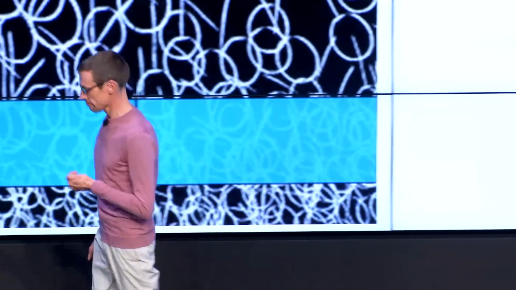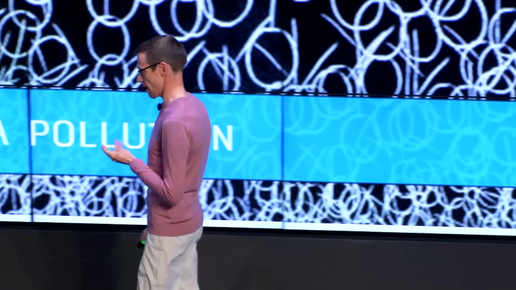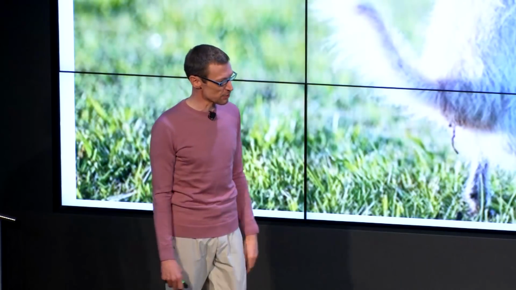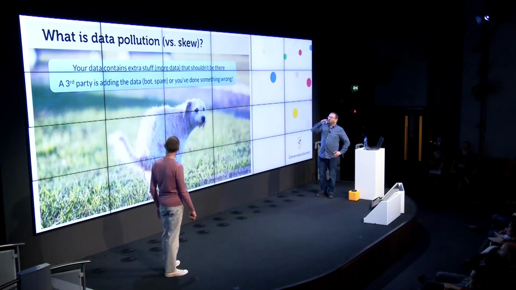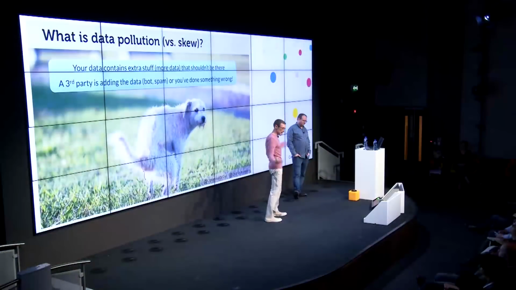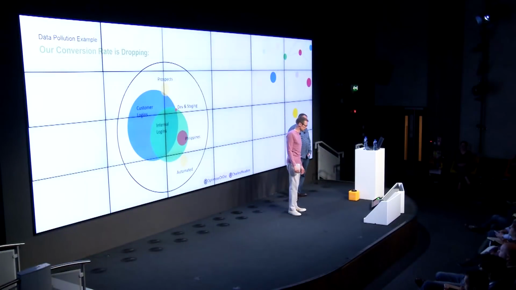Thank you, sir. And data pollution is another one that we come across very regularly during audits. But I need to define this for you. Let's give you a little definition of data pollution versus skew. So data pollution is your data contains extra stuff that shouldn't actually be in there. It's crap. And a third party is adding the data. It could be bots, it could be spam, or you've actually done something wrong that's causing extra data to be in there that shouldn't be in there.